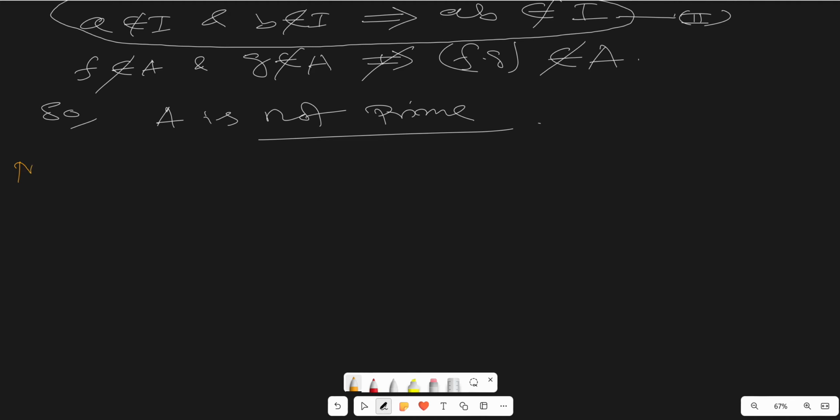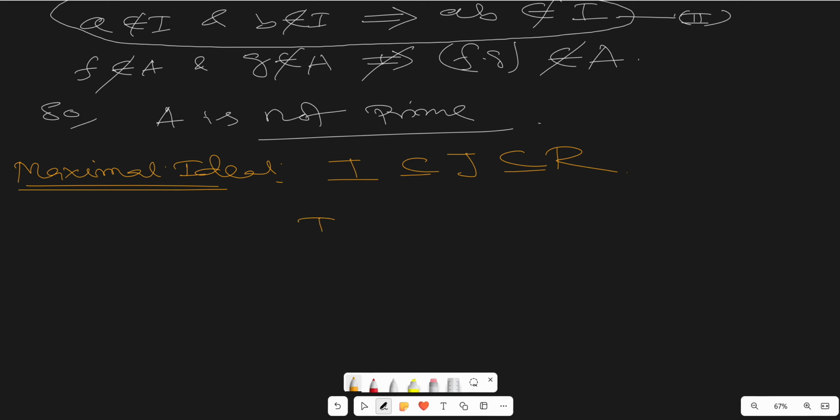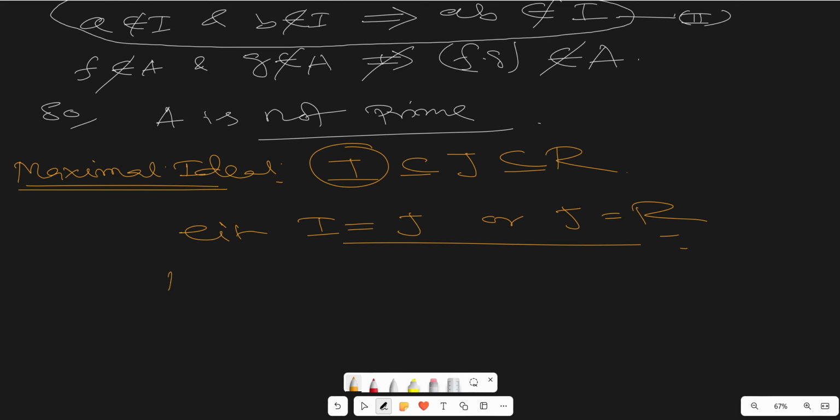Maximal ideal. What is the definition of maximal ideal? If you have an ideal I and this is contained in any ideal J, which is contained in the ring R, then either I equals J or J equals R. Okay, are you getting my point? You cannot do otherwise, then we say I is maximal.